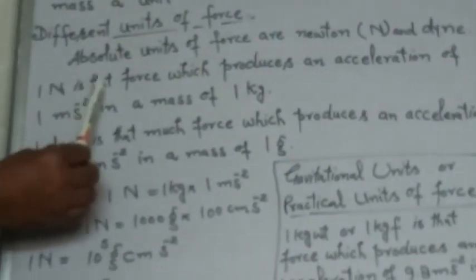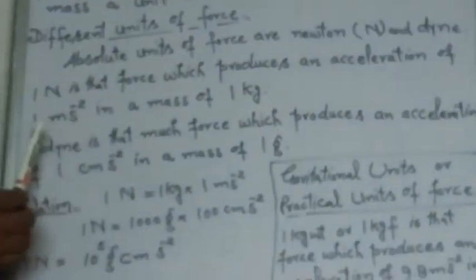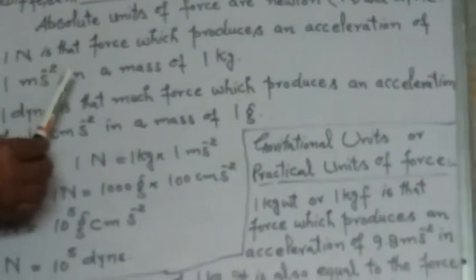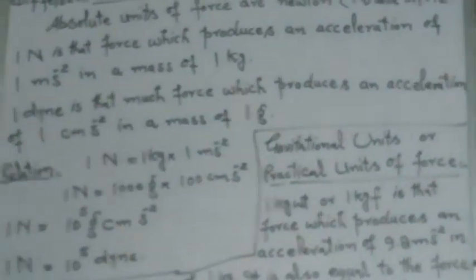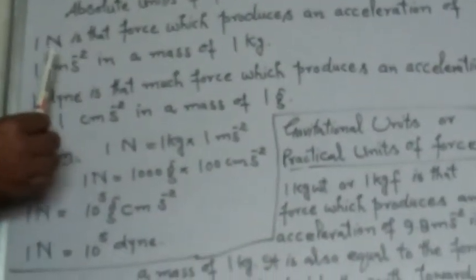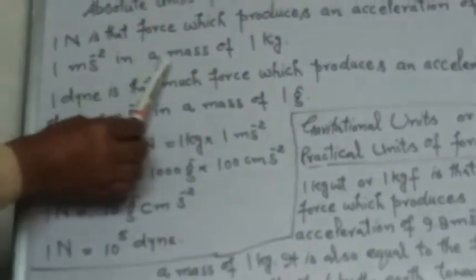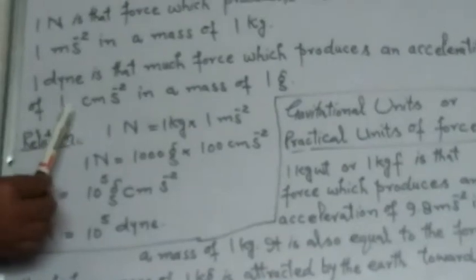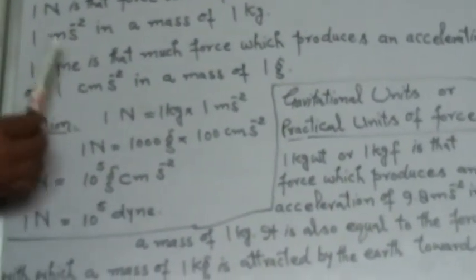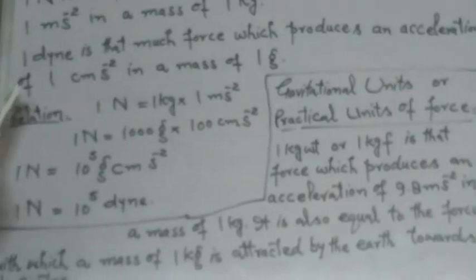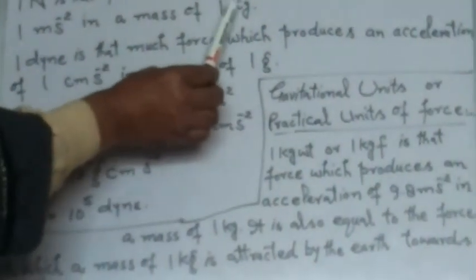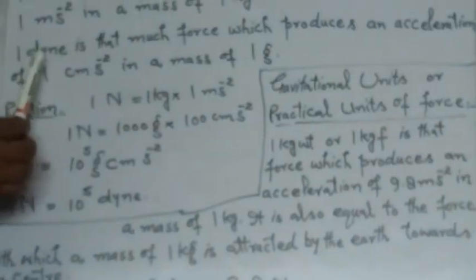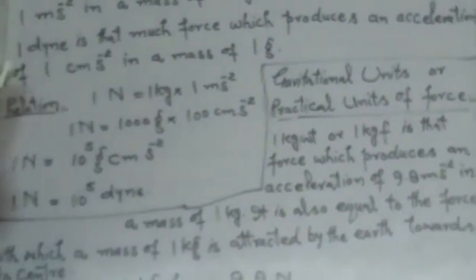1 Newton is that force which produces an acceleration of 1 meter per second square in a mass of 1 kilogram. Second, dyne. 1 dyne is that much force which produces an acceleration of 1 centimeter per second square, instead of meter here is centimeter, in a mass of 1 gram, instead of kilogram. That is, dyne is a smaller unit than Newton.